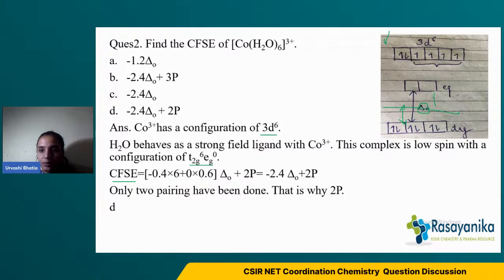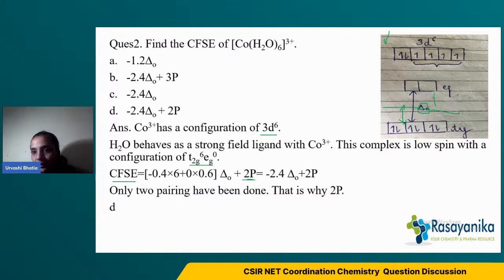So if we calculate the CFSE, it will be minus 0.4 into 6, as 6 electrons are there, plus 0 into 0.6. Here no electrons are there, so we put 0, delta naught plus 2P. Okay, so how do we get this 2P? Now, this is very important. Such questions have been asked in CSIR NET and GATE also. So you have to see this carefully, that you count 2P and not 3P.